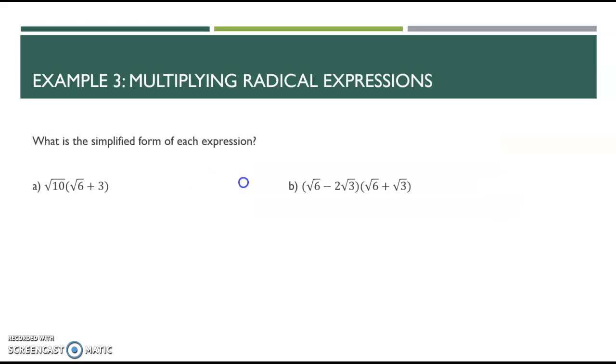All right, so here we have multiplying radical expressions. So it's just the distributive property. So like this first one here, I'm going to take 10 times the square root of 10 times the square root of 6. So we're going to end up with the square root of 60 plus the square root of 10 times 3, where we get 3 square root 10. Now from here, I need to simplify that 60.